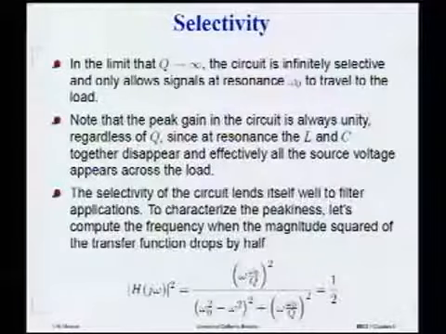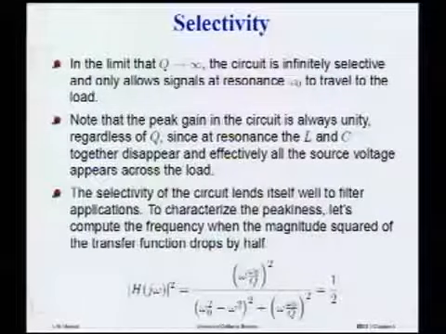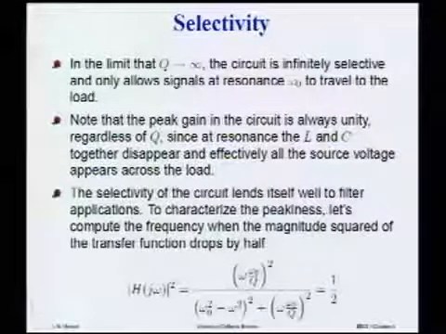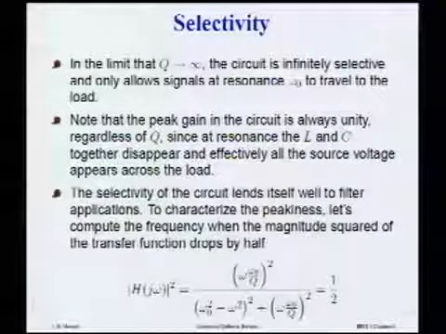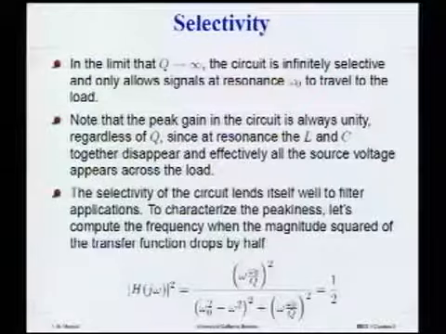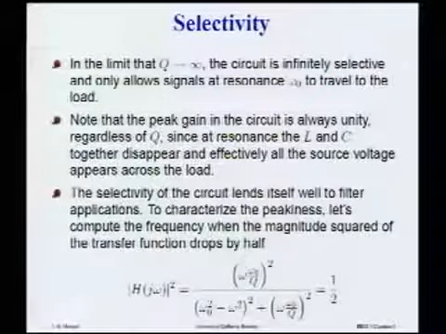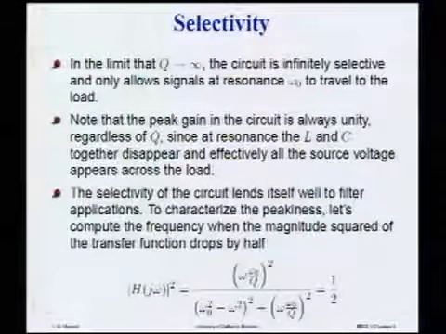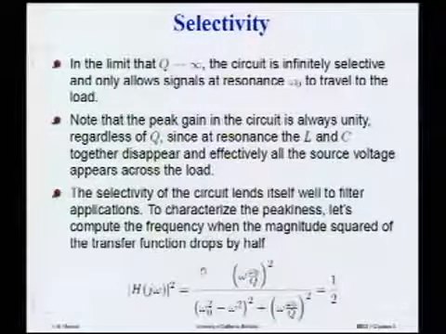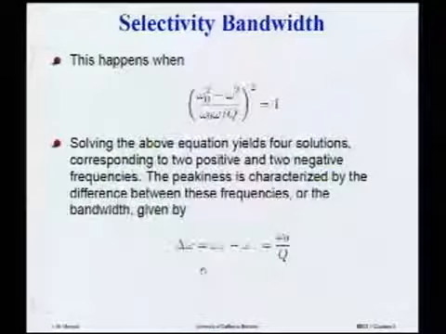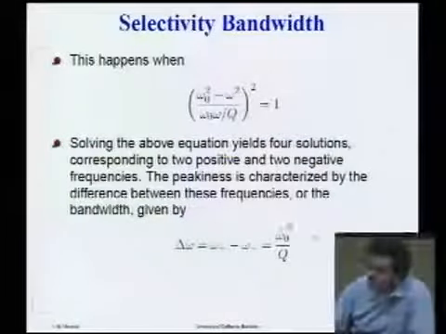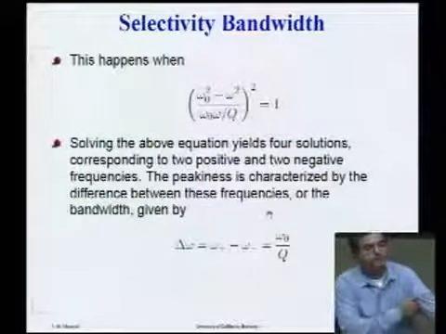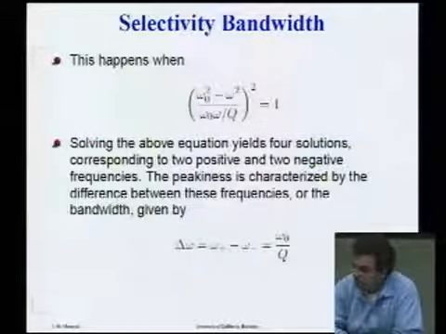Okay, and how do you find the selectivity? Again, this is a review. The way you would find the selectivity is you would find where the power drops by half. In other words, you take the magnitude of the transfer function squared, set it equal to 1/2, and find those frequencies where it's equal to 1/2. So a few lines of algebra, which are shown on these slides, in fact proves that the bandwidth of the circuit is exactly inversely proportional to the quality factor of the circuit. Okay?